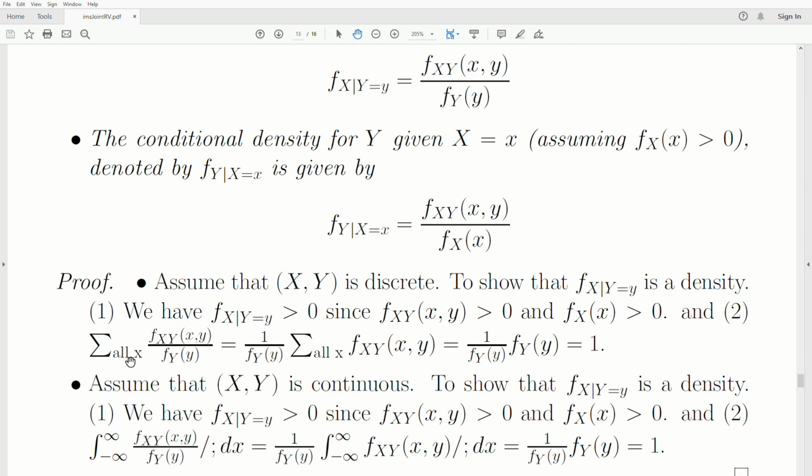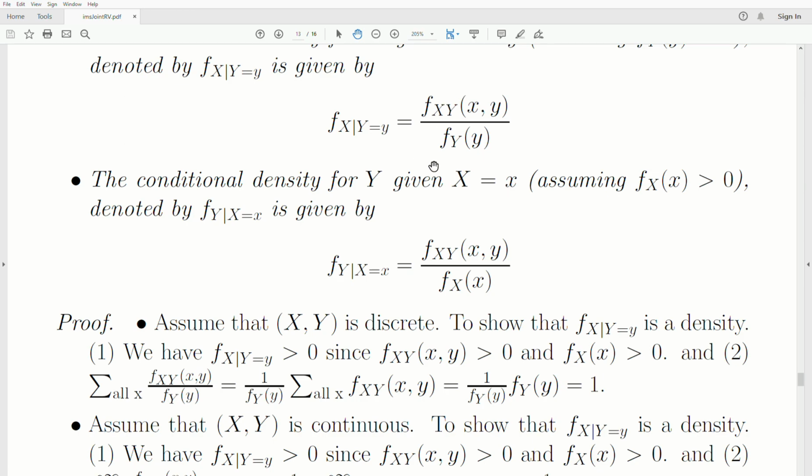Now, to show that it sums to 1, we just sum the density over all x, and since f of y has no index x in it, it comes out front of the sum. And when you sum a joint density over all of one variable, that's the marginal density of the other variable. And then those cancel and it's 1. So in the discrete case, the way we define it here, it is a density function.